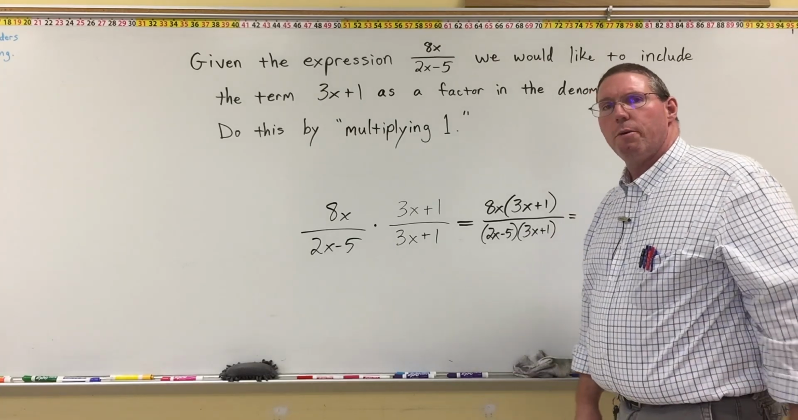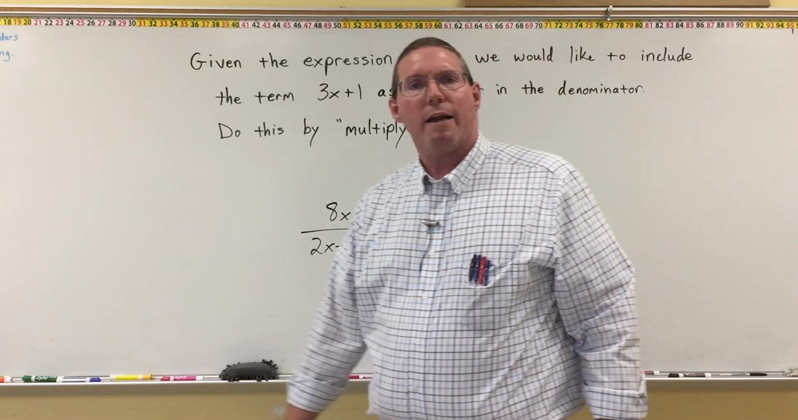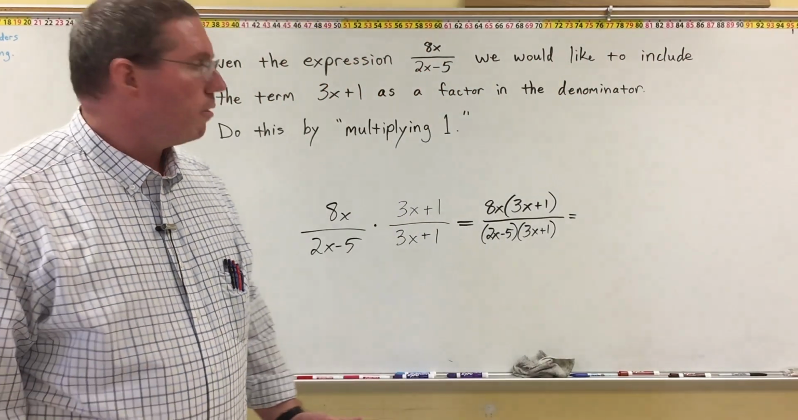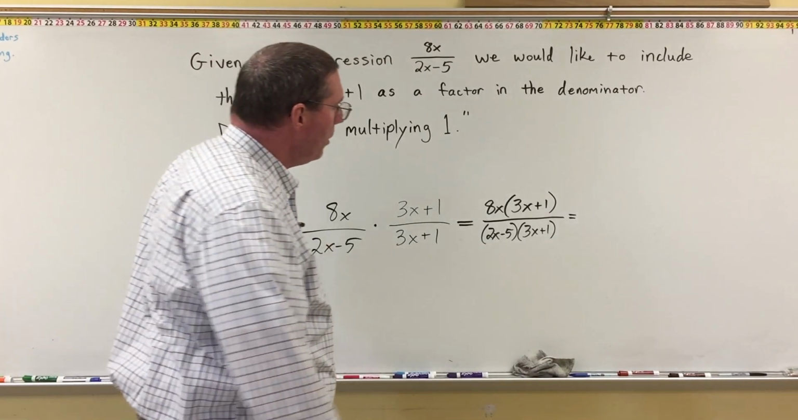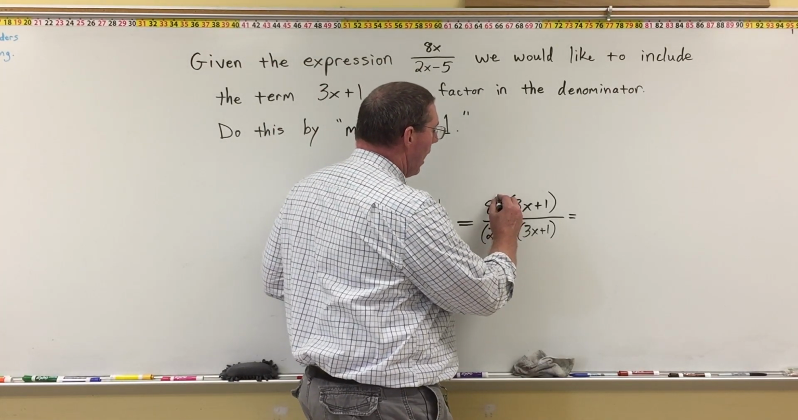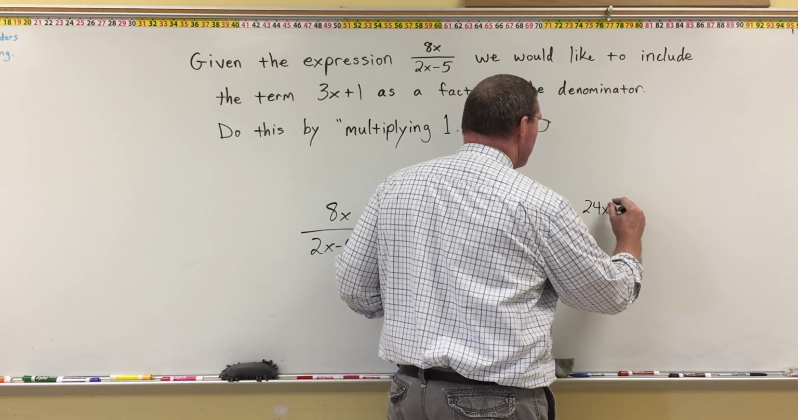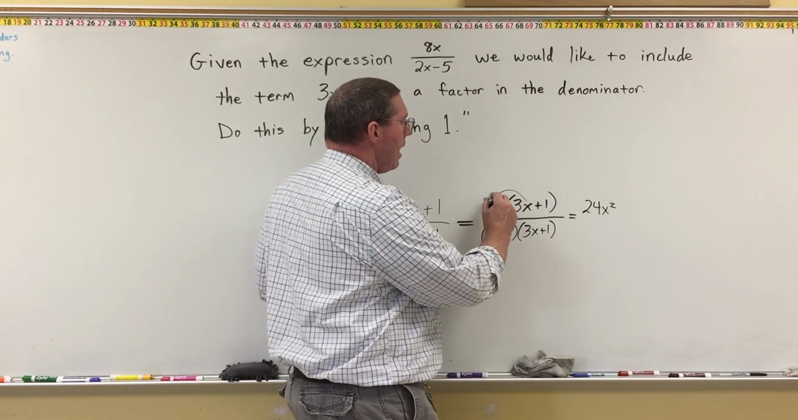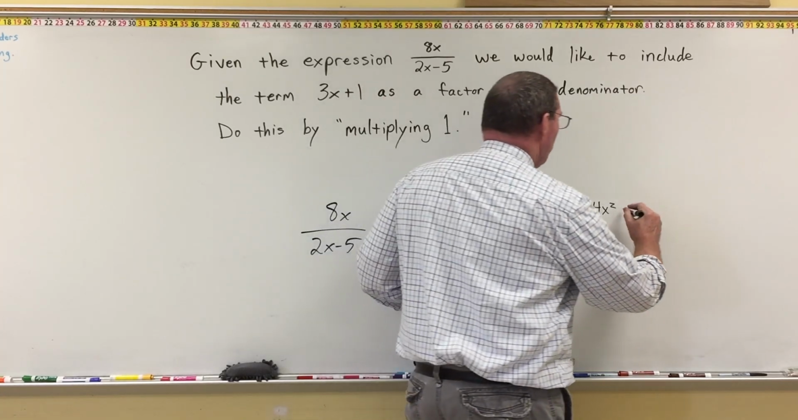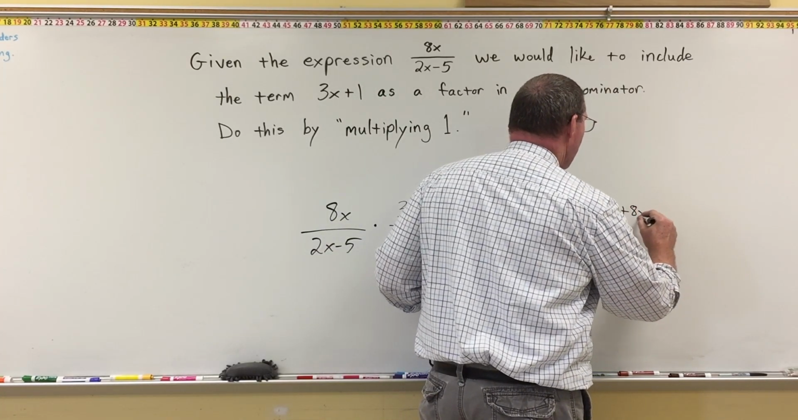And now all we have to do is distribute. That's what we just learned how to do. And so that's what we're going to do here. We're going to do the 8x times the 3x. That's going to be 24x squared. Then 8x times 1 will be plus 8x.